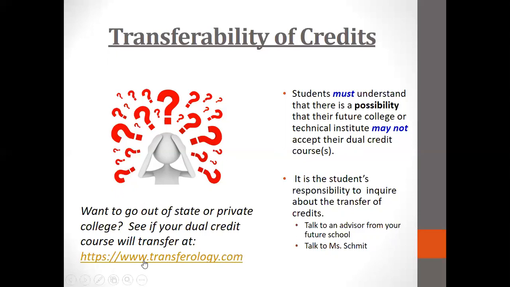It's a student's responsibility to inquire about the transfer of credits. So you can either talk to your advisor from your future school, or talk to me, and then we can figure out who to contact from there. If you're going to go to Harvard, we're probably going to contact Harvard, talk to them, and see if any of the credits will transfer.